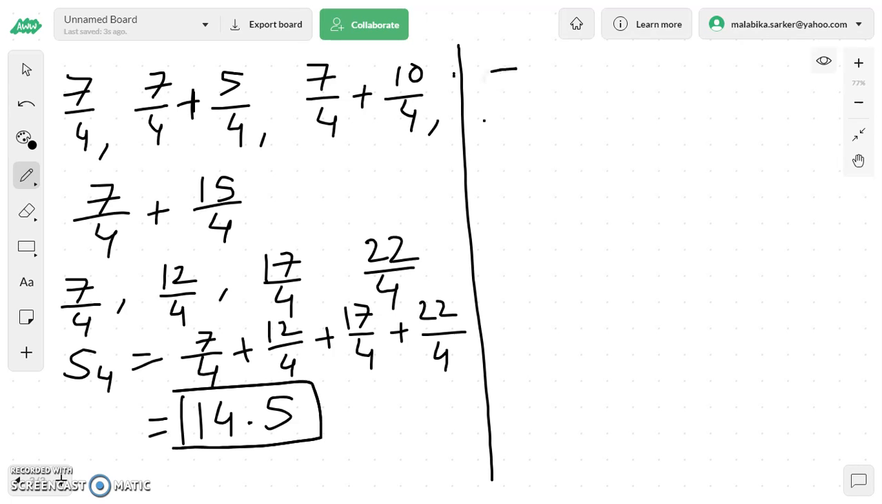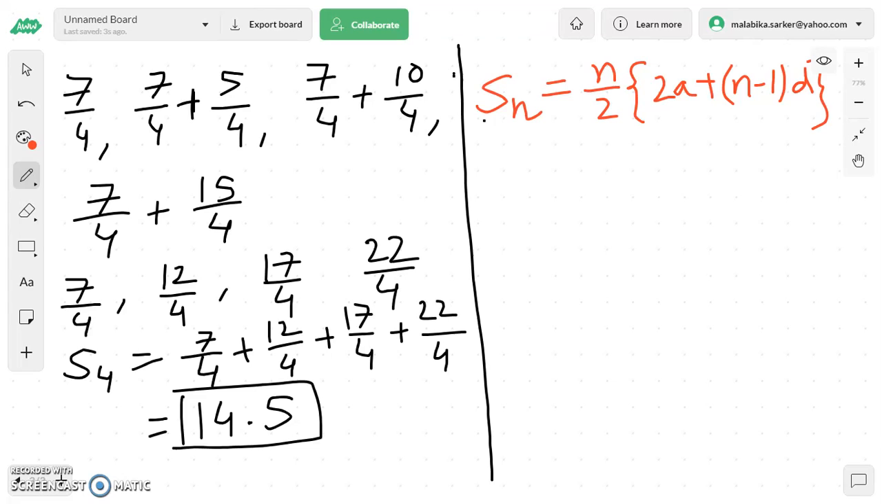This is known as Sn. Let me just use a different color here. Sn means the sum of the number of terms that we are looking for, 4 terms or 5 terms, equals n by 2 times 2a plus n minus 1 times d. We already know what the answer should be, so it will be very easy to verify.